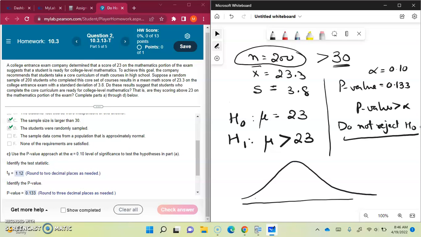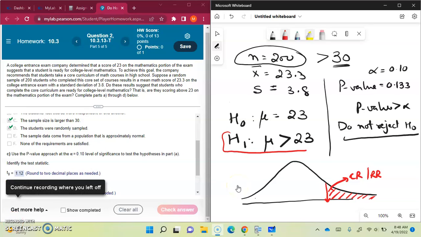Based upon the test statistic, we have our test statistic 1.12. Because of the H1 here, we have a right-tailed test. So that means our critical region, the extreme, would be on the right side. This is my critical region. How do I identify that? For the critical region or the rejection region, you need to find the t critical value. As we are on the right hand side, all the alpha is going into the right hand side.